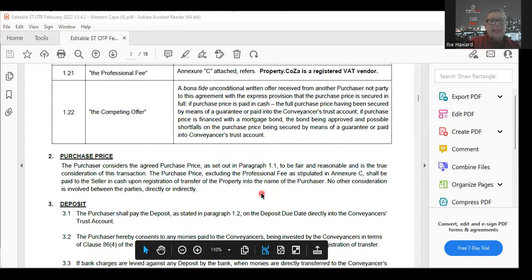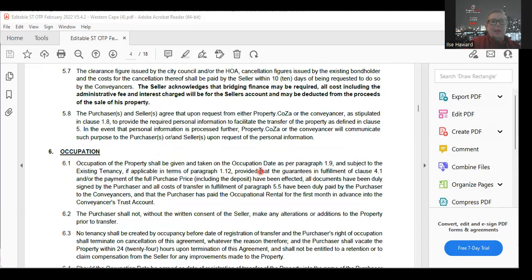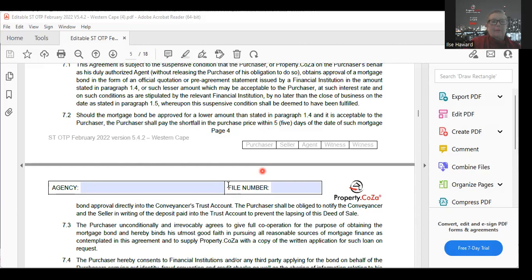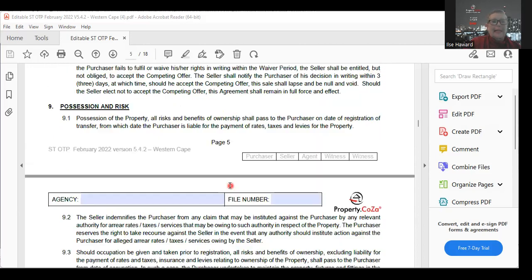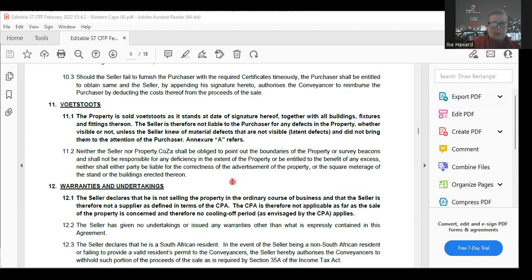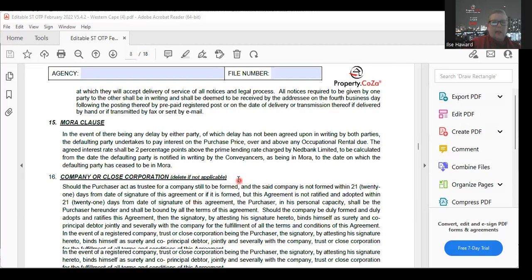So that is basically the beginning of the filling in here. Remember, everything has to be initialed at the bottom. I will do the clauses in another session. I just want to get to the next lot here.